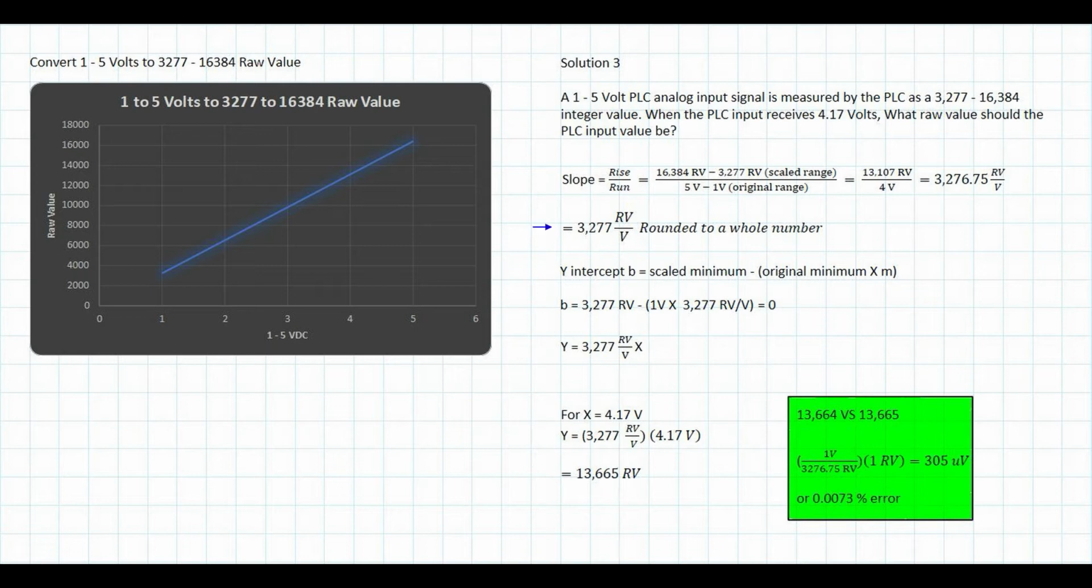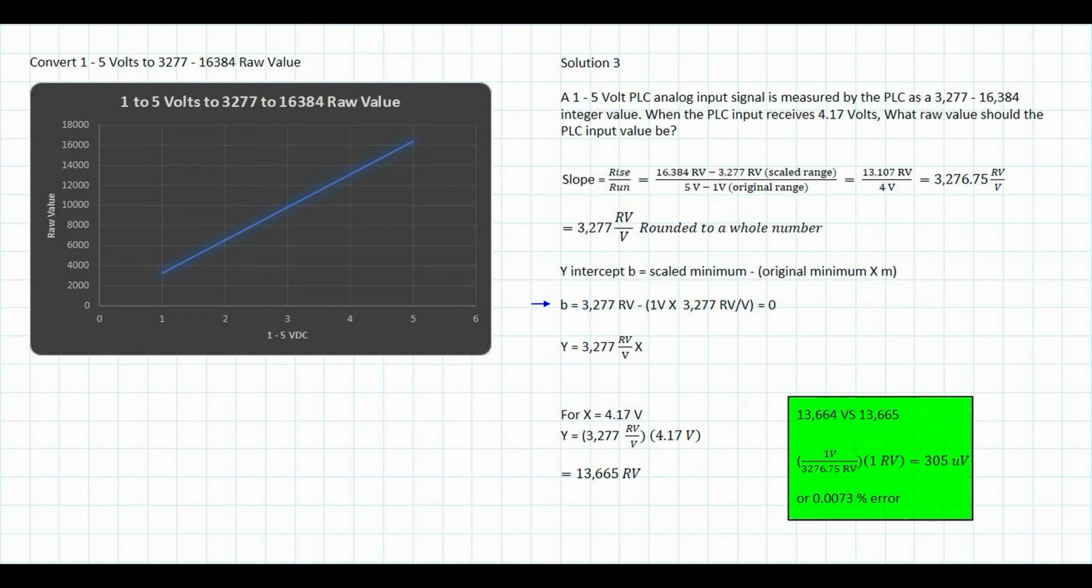We're working with integers, so I'm going to round this to 3,277 raw value per volt. We'll verify a little later that that makes a very small contribution to error. This shows us a very interesting case with our y-intercept, because our y-intercept is equal to a contribution from the scaled minimum of 3,277 raw value minus the contribution from the original minimum, which is also 3,277 raw value.